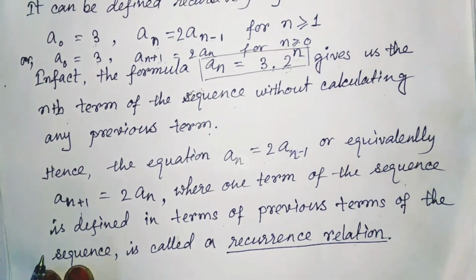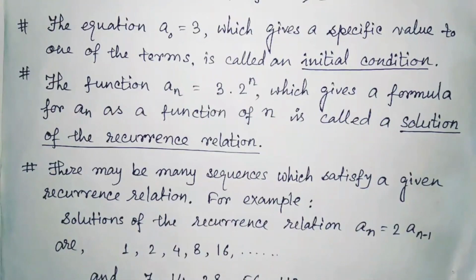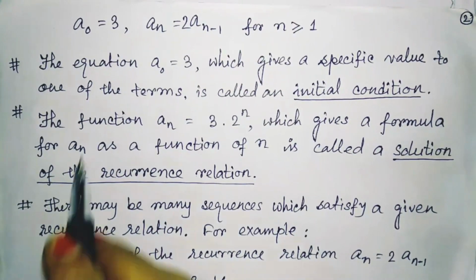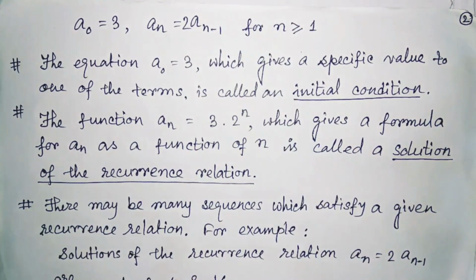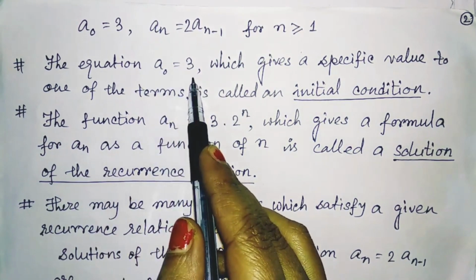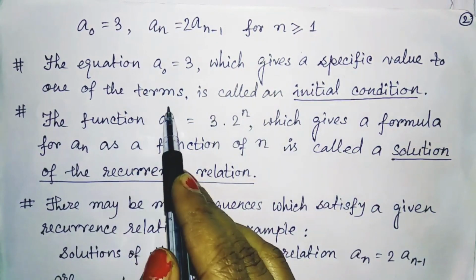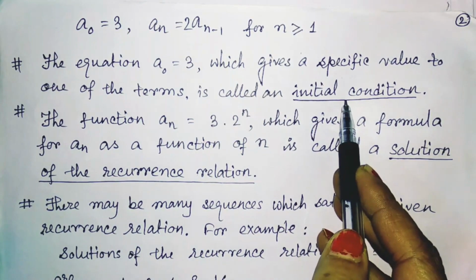So we come to know what is recurrence relation. Depending upon this formula, we can find out some more things on the recurrence relation. If we continue with the same example, then from here we can say that the equation a0 is equal to 3, which gives a specific value to one of the terms, is called an initial condition.